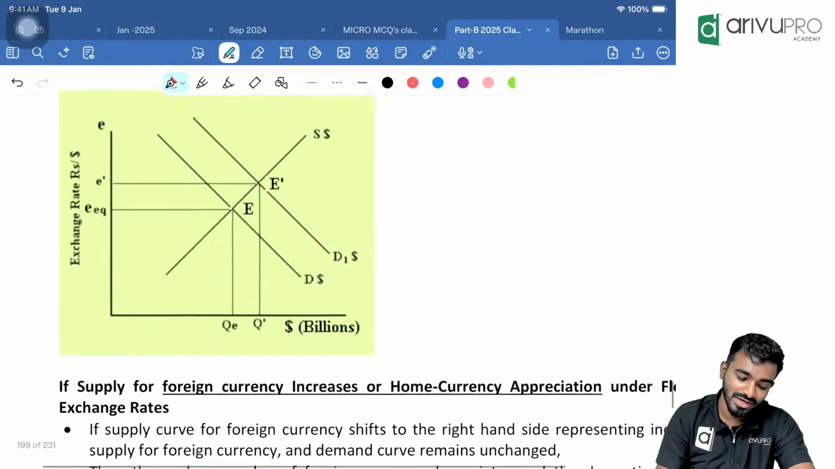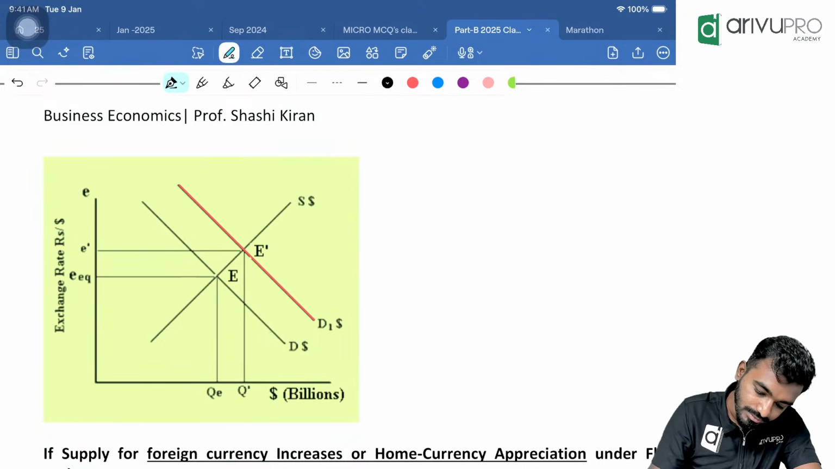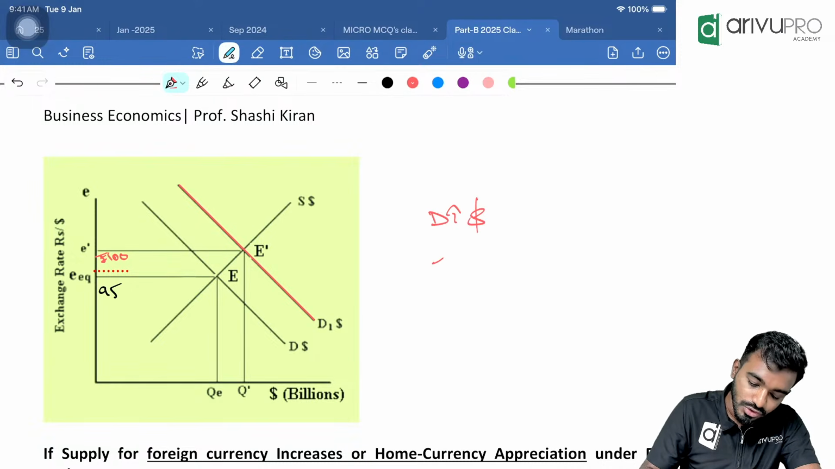Whatever theories I have given, see, this is the demand curve. Demand is going towards the right-hand side. Earlier, assume it was 95. Now it is becoming 100. So here demand is increasing for dollar. So dollar got appreciated, rupee got depreciated.